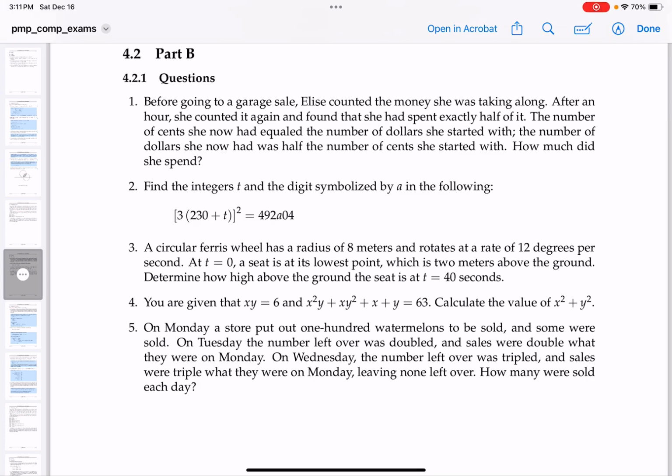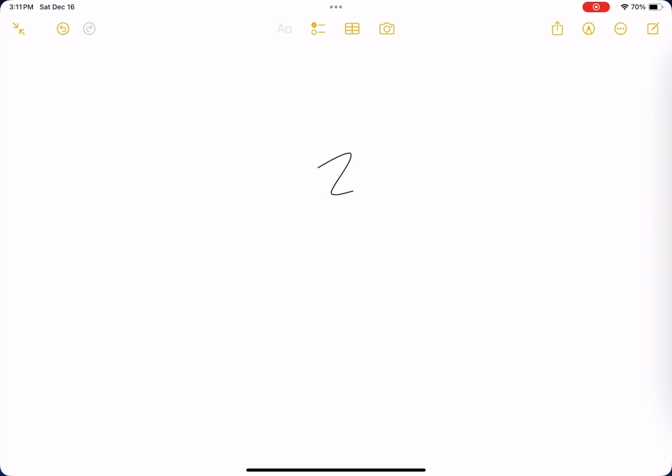Okay, on problem number 2, find the integers t and the digits symbolized by a in the following equation. So t is an integer, which is nice to know, and a is also an integer, but it's a digit, so it's either 0, 1, 2, 3, 4, 5, 6, 7, 8, or 9, and that's it. Let's go to the whiteboard, see if we can figure it out.